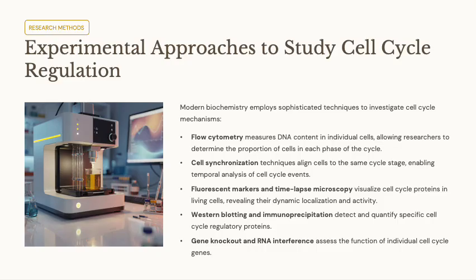cell cycle. Additional methods include Western blotting and immunoprecipitation, which detect and quantify specific regulatory proteins, and gene knockout and RNA interference, which allow researchers to study the function of individual genes by disabling or silencing them. These approaches have been essential for advancing our understanding of cell cycle regulation.